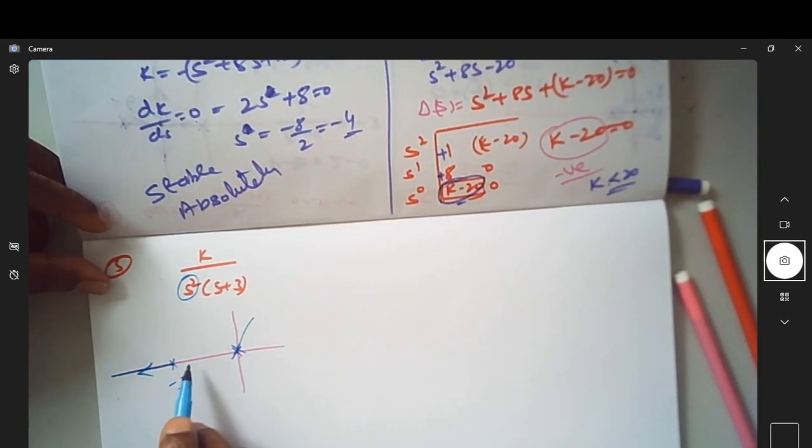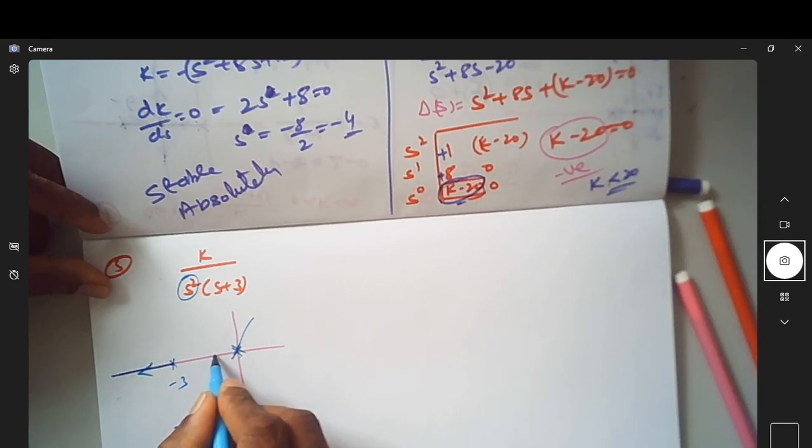How many asymptotes? Asymptotes are 3. Then I have to find the centroid. What is the centroid? Centroid is actually minus 3 by 3, because minus 3 minus 0, it's actually minus 3 by 3, which is minus 1. See now, this is your centroid.